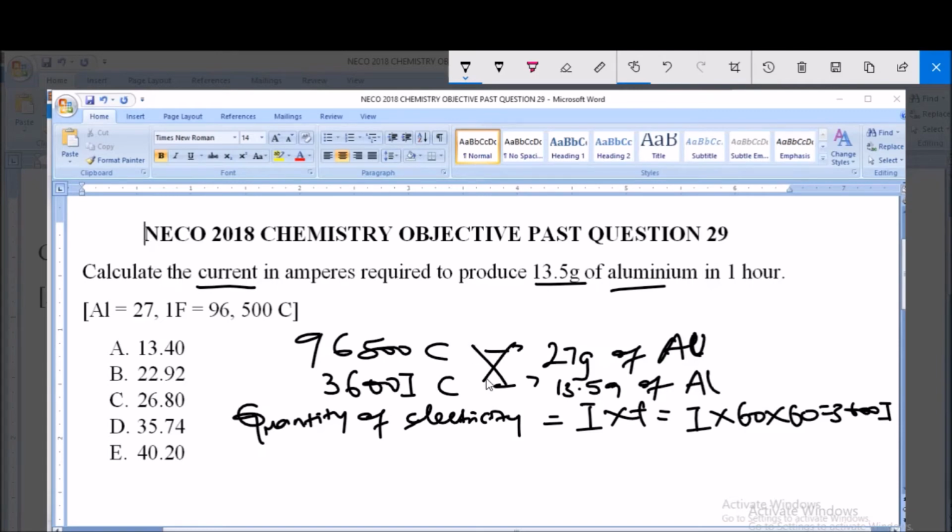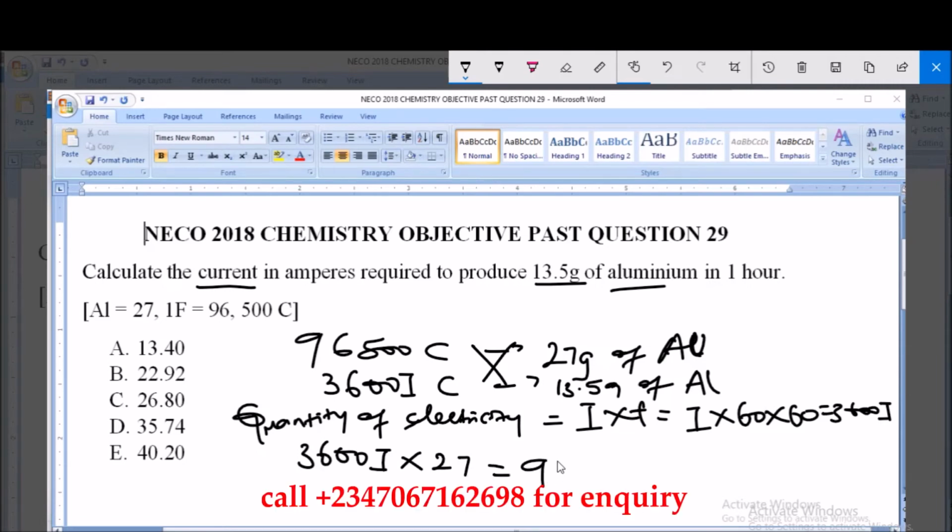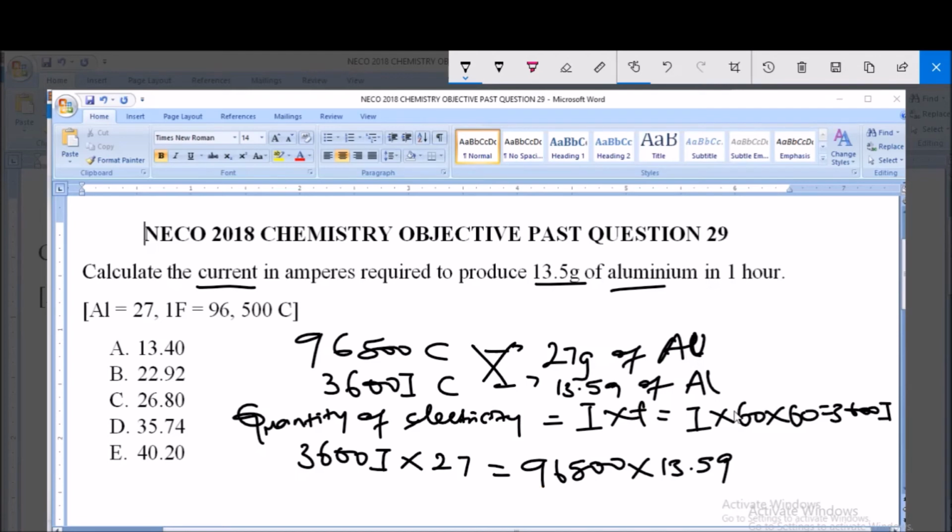Then now we can cross multiply. We can say 3600 I, which is the current, multiplied by 27 gram of aluminium is equal to 96,500 coulomb multiplied by 13.5 gram of aluminium.